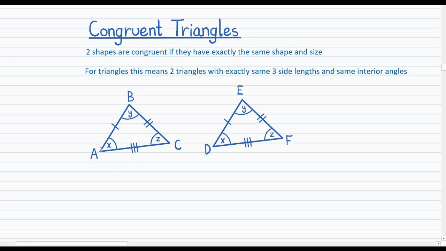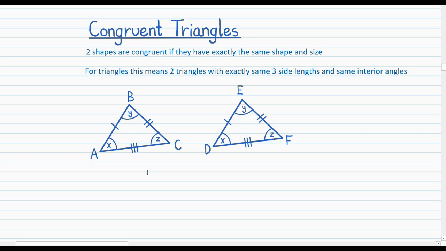So this side and this side have the same length since they both have the single line, and this side and this side are the same length since they both have the double line, and this side and this side are the same length since they both have the triple line. And the reason a different number of lines has been used for each side is to indicate that all three sides have different lengths, meaning both of them are scalene triangles.